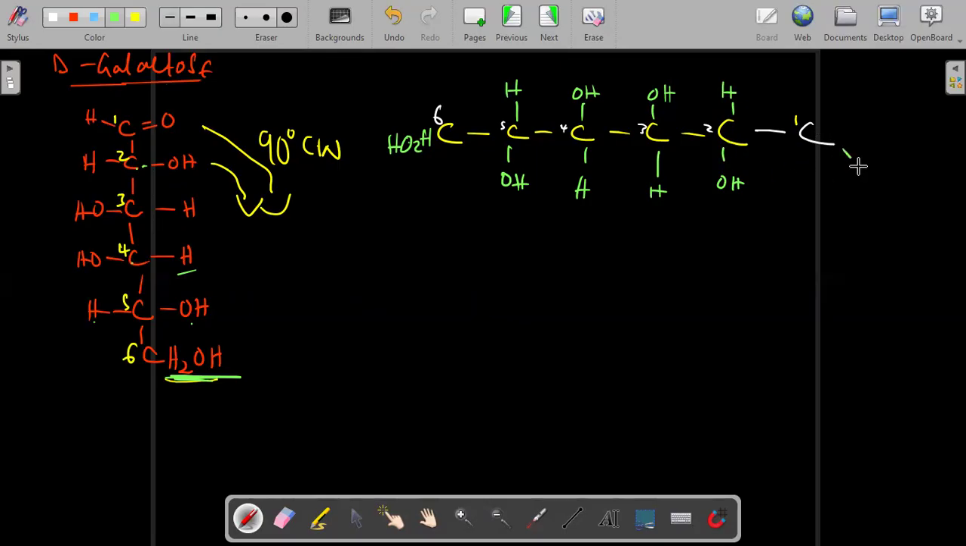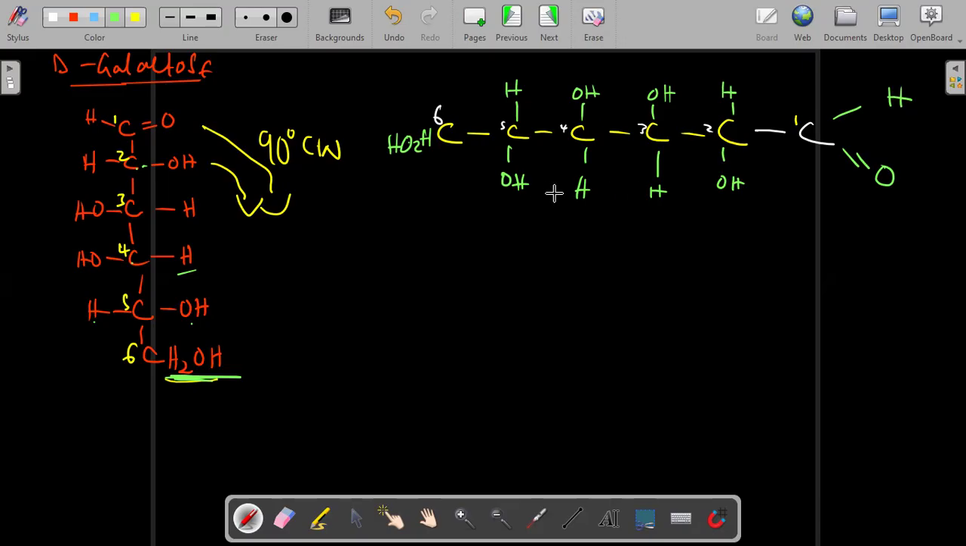So this carbon number 1 is bonded to oxygen and then to the hydrogen like that. Okay, so this is the second step. So the first step was to draw the Fisher projection and number it, and then the second step is to rotate it 90 degrees clockwise. We are going to get this molecule here that we can see.